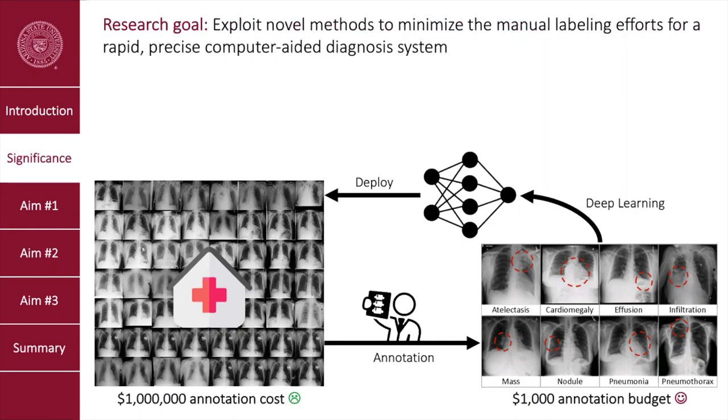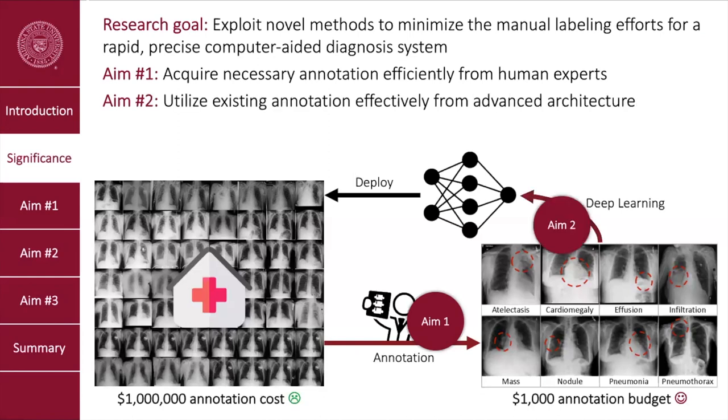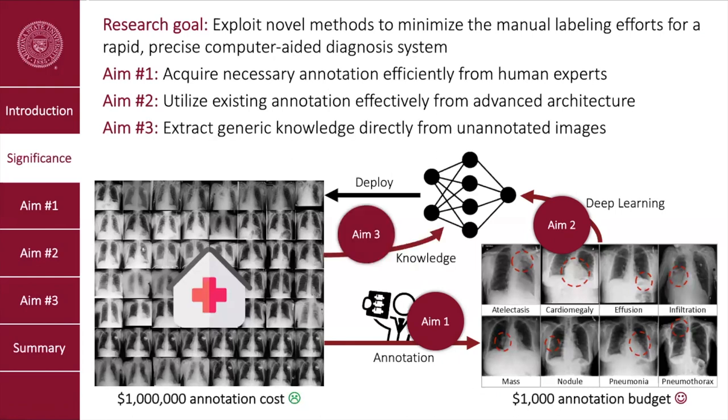To quickly develop an effective computer-aided diagnosis system, our research goal is to use novel methods to minimize the manual labeling effort. We have specified three aims to optimize the pipeline as follows. First, acquire necessary annotation efficiently from human experts. Second, utilize the existing annotation effectively with advanced deep neural network design. And third, extract generic knowledge directly from the huge amount of unlabeled images.